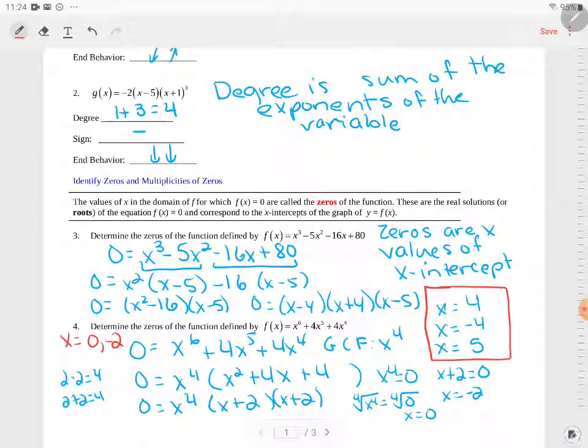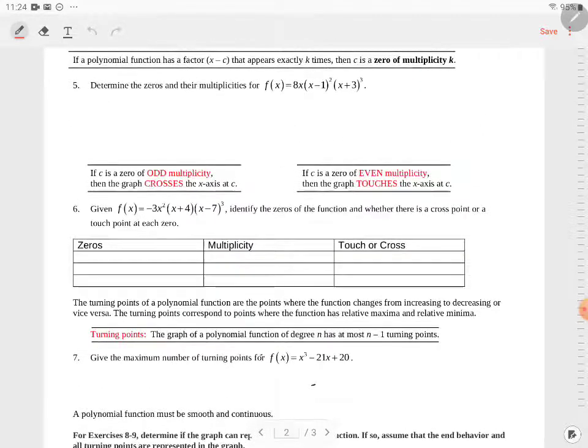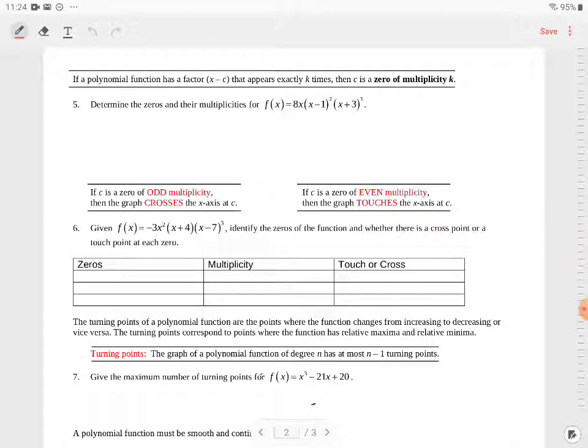Okay, so let's go to the next page. Number 2. We're still going to continue with this idea of the degree and the sign and the end behavior. All right, now we want to determine the zeros and the multiplicities. Okay, so the multiplicity has to do with the exponent. So let's make a note. Multiplicity is the exponent of the zero.